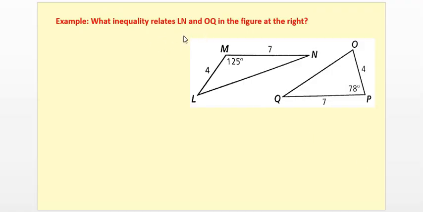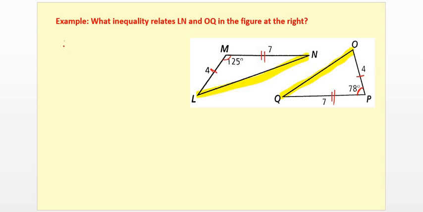So let's see now here. They ask what inequality relates LN and OQ in the given figure. Where is LN? This one is LN. They want us to relate it by an inequality to OQ. Where is OQ? This one is OQ. How can we compare these two triangles? First of all, we check whether they have congruent sides. Yes, this side is congruent to this one and this side is congruent to this one. And what can we say about the included angle of the two congruent sides? This is the included angle, and here M is the included angle.